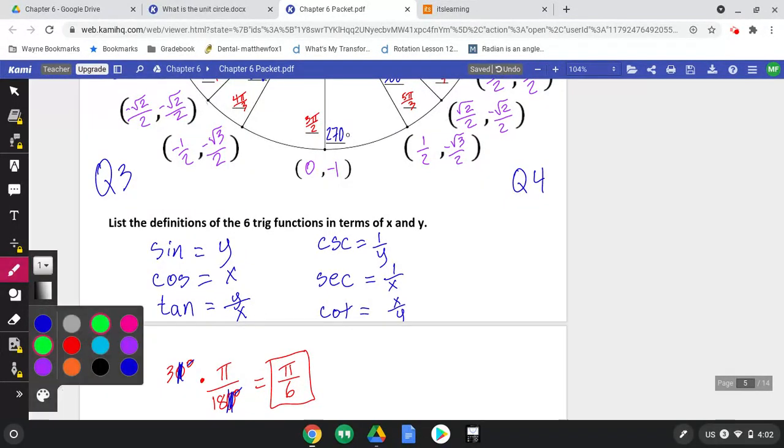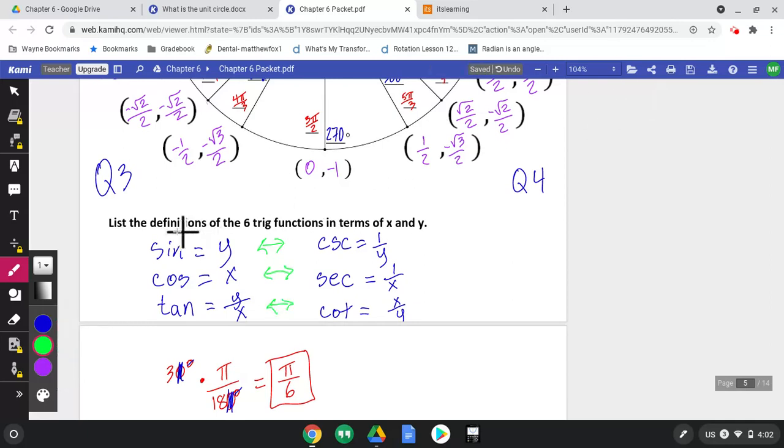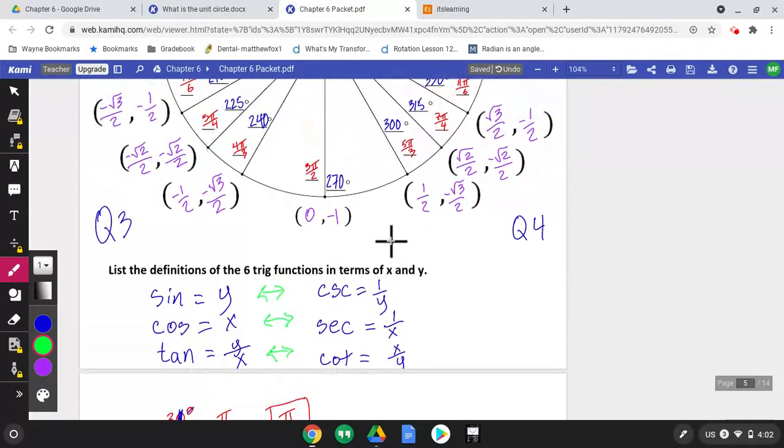So right here, these 3 sets, you might want to put arrows between them. Those are always reciprocals. Kind of think of them as going together. Sine and cosecant are the reciprocals of one another. Cosine and secant, reciprocals. Tangent and cotangent, reciprocals. Okay, so I know we had a lot of information today. There is a learning assignment as we kind of analyze this.